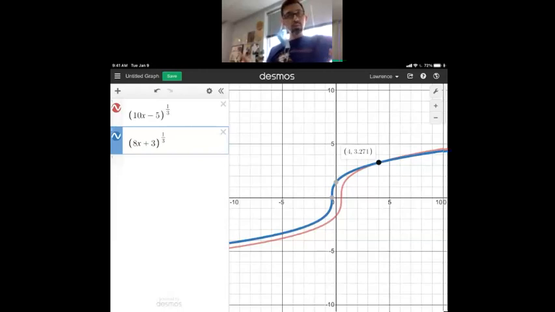When we solve an equation, we really are finding the point where two graphs are crossing, whether they're lines or whether they're curves. We're finding the point or points where they cross. And we can see that these graphs cross at 4 and then 3.271. I'm guessing 3.271 is the cube root of 35. That's what we're doing here. We're finding that point where those graphs meet.